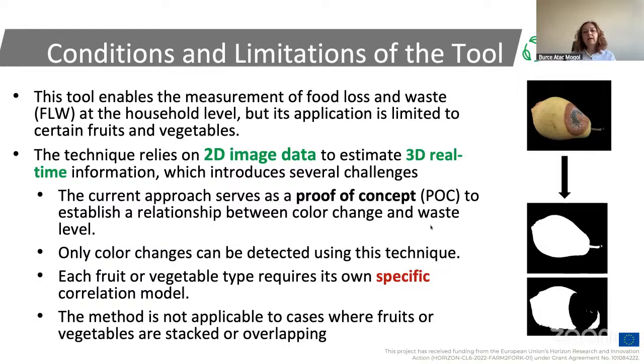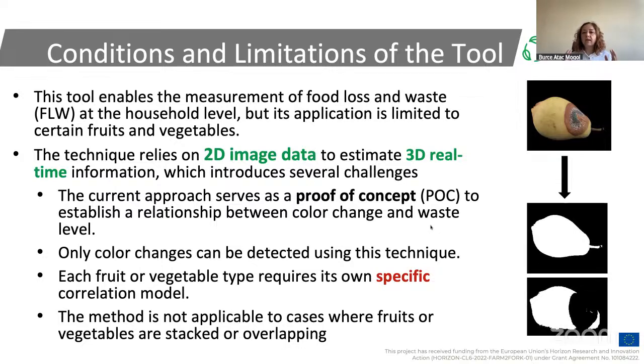And we developed this tool as a proof of concept to find the relationship between the color change and the waste. And as I showed you before, each fruit and vegetable requires its own specific correlation because they have different kinds of decay. They are different. The nature of the food is more complex than just its picture. And the method is also not applicable if you cannot see it.